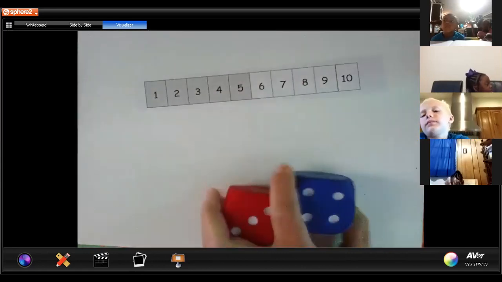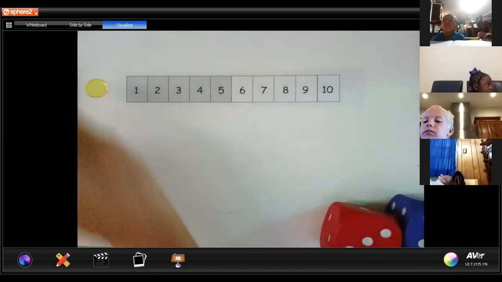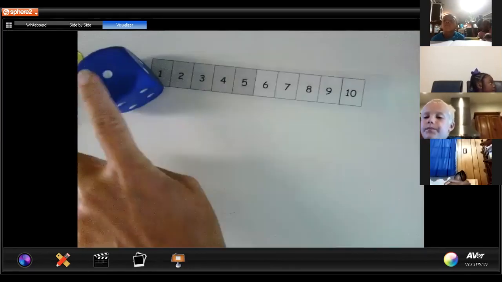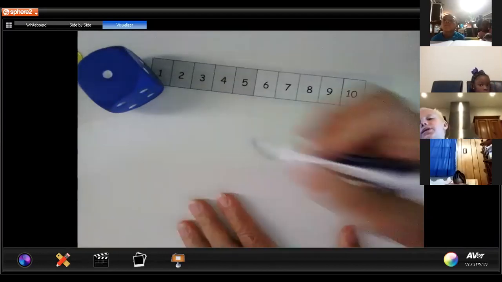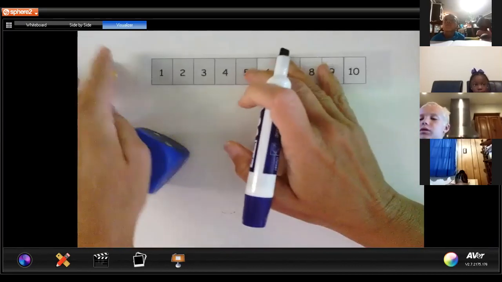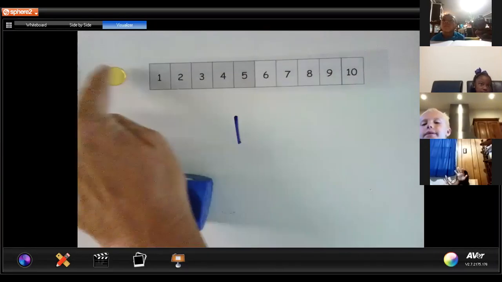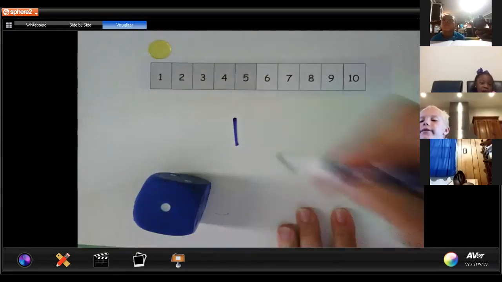Okay, let's do one more like that. Let's put our poison dart frog over here by 0. I'm gonna roll 1 dice. Whoops, stay on the paper. How many? 1. Okay. So what number do I need to write? 1. So how many times am I gonna hop? 1 time. Okay, 1 hop.